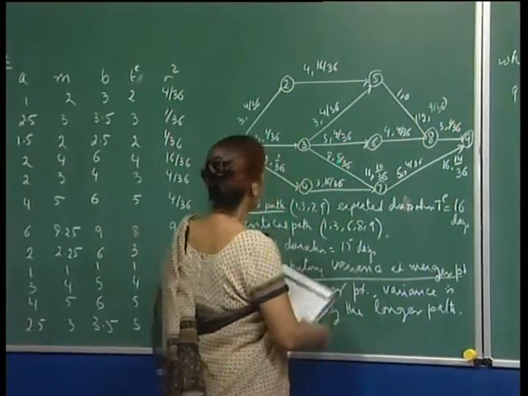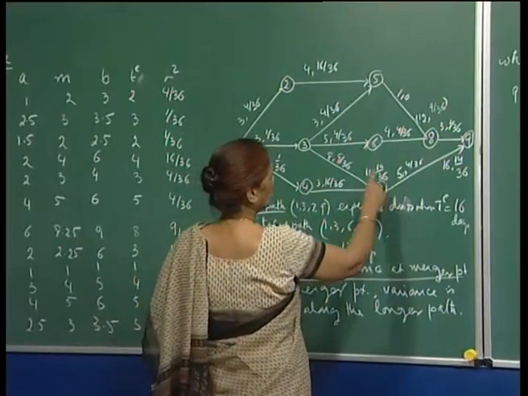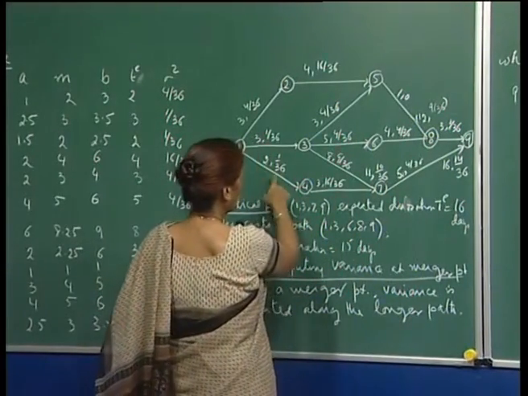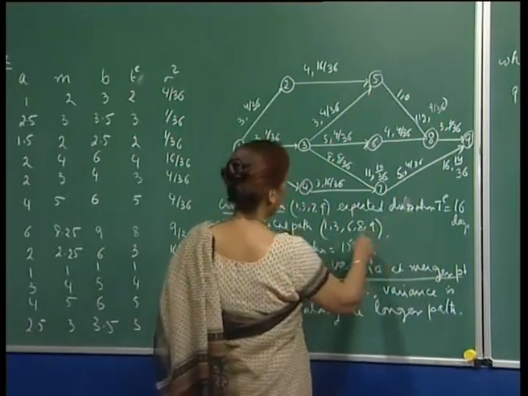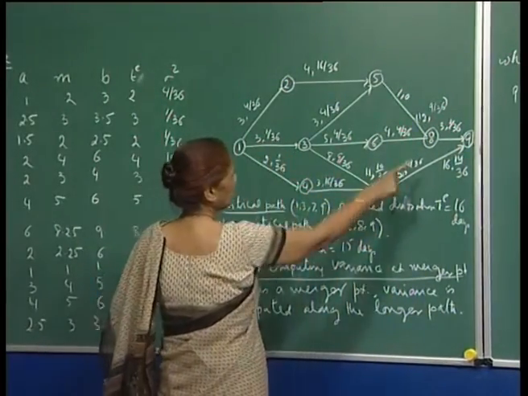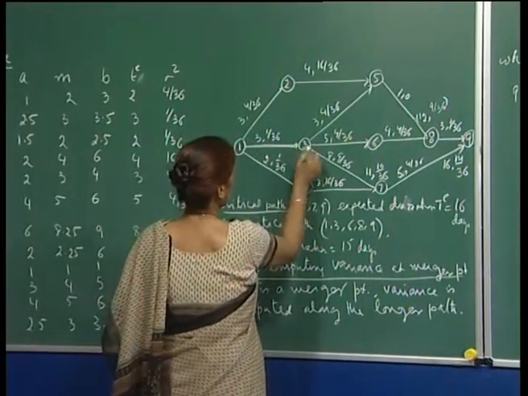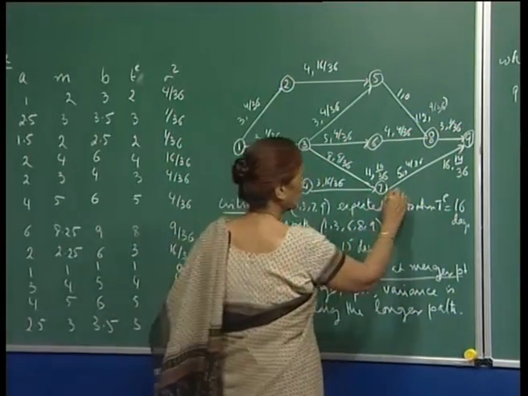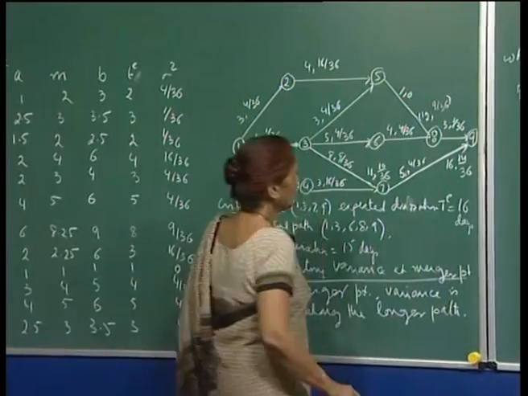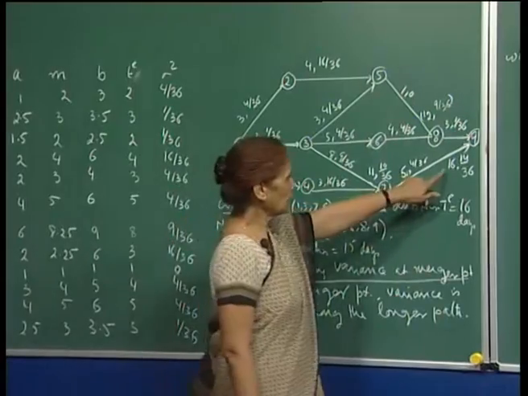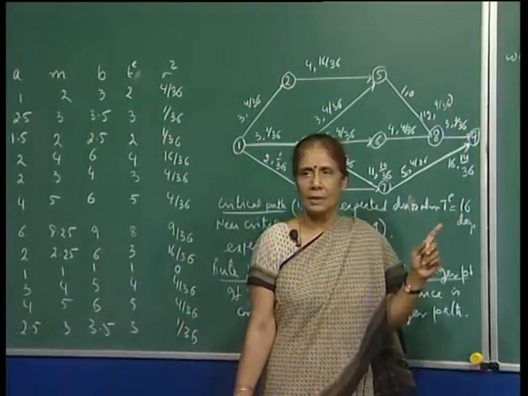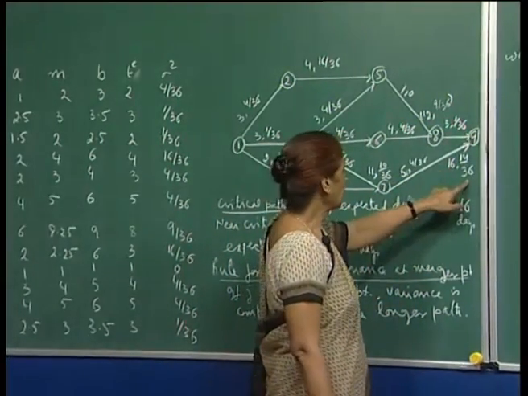So, it turns out the critical path comes out to be, what is my critical path? Okay, 1, 3, 7, 9, right. So, this is the critical path. You use exactly the method that we discussed earlier. The expected duration of the project is 16 days, and the variance is 14 by 36.